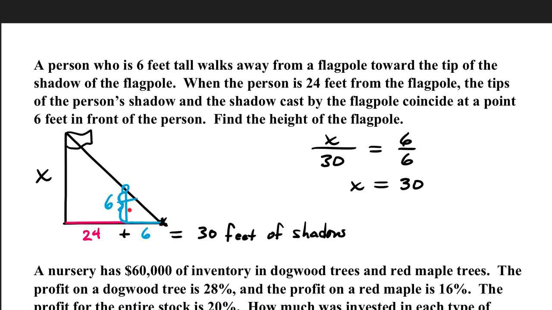So in blue, I have marked the height of the person and their shadow. Those are both 6. The 24 feet the person has walked plus the 6 feet extra make up 30 feet of shadows. So this large triangle, X is to 30 as 6 is to 6. Well, since 6 divided by 6 is 1, what divided by 30 is equal to 1? 30. So the flagpole is 30 feet tall, according to this description.